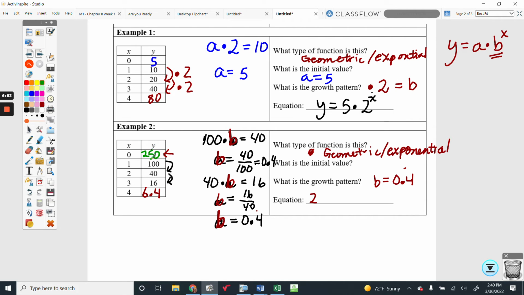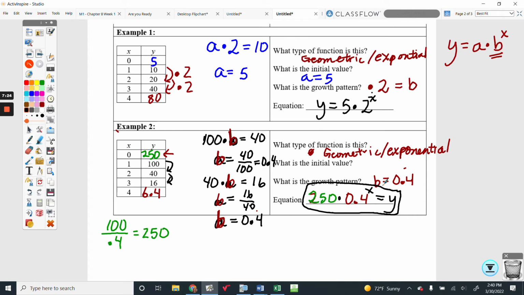And we found that by, since we're timesing by 0.4, take 100 and divide it by 0.4, and you get 250. Okay, so my equation is 250 times my B of 0.4, and I raise that to the x power. There's my equation. I should have said y equals at the beginning, but there's my equation. And that is our goal today.